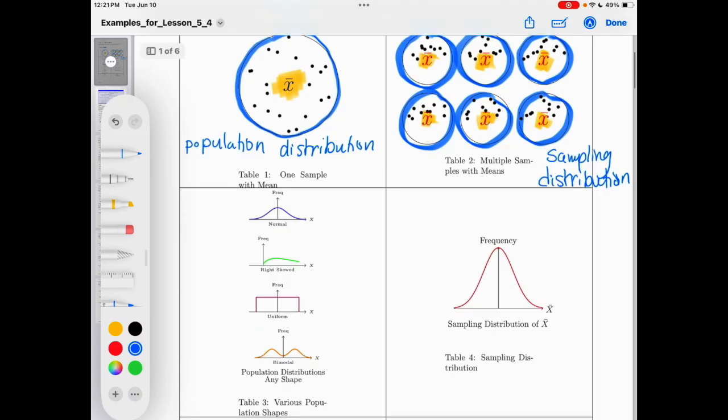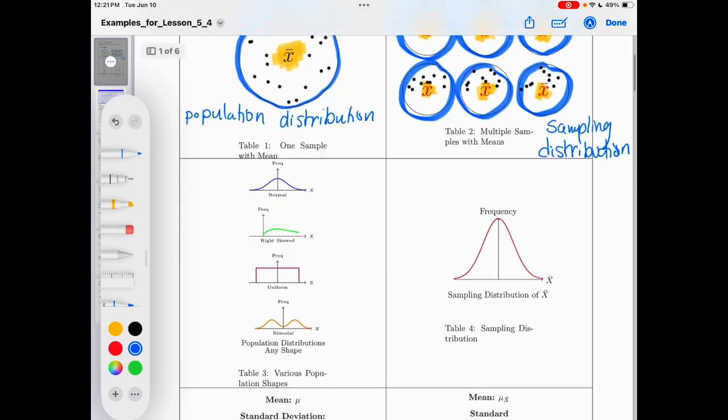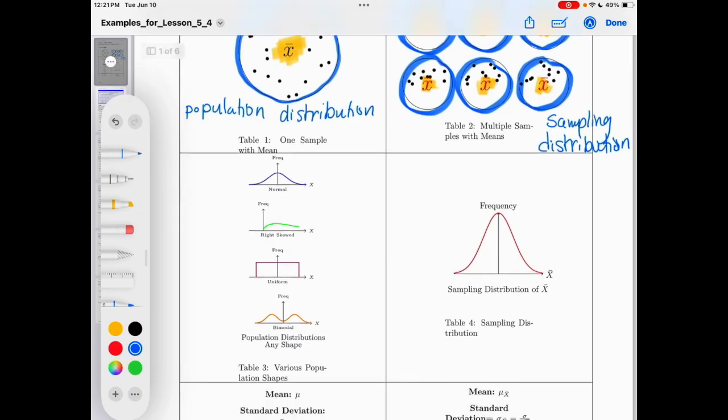Now, below here on the left, we see a whole bunch of different sampling distributions. These are just the typical ones. It doesn't mean that there aren't any more. I just graphed some of the basic ones. We have the normal distribution. That's here. We have right skewed. We have uniform. We have bimodal. We could have left skewed as well.